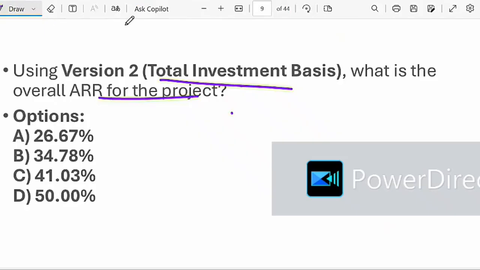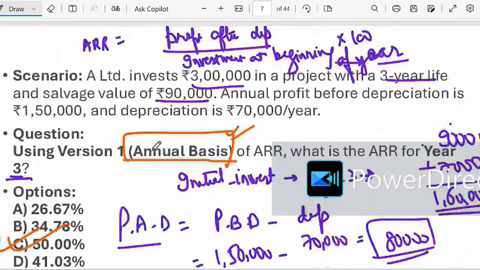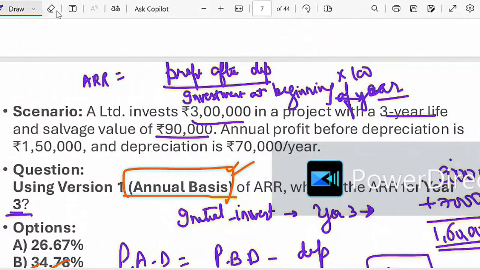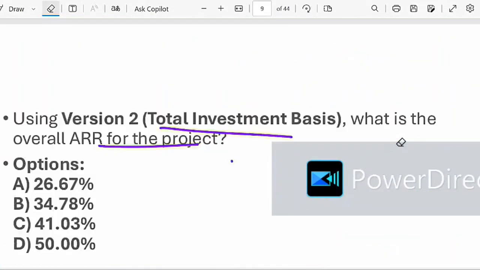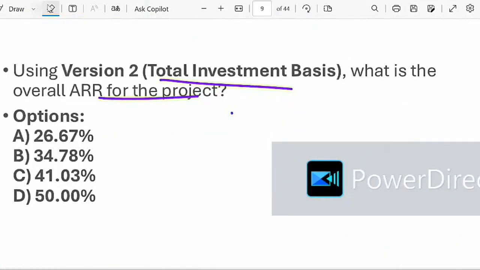See, in the first question, you were asked to calculate ARR for year number 3. That is why it is called annual basis. Suppose the question asked you to calculate ARR for year number 2, you could calculate it. But in this case, it is asked for the overall ARR for the project. That is called total investment. This is the second version. So you have to calculate the overall ARR, not just a particular year's ARR.